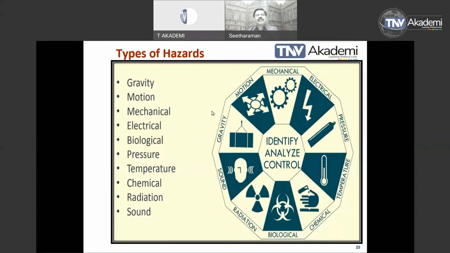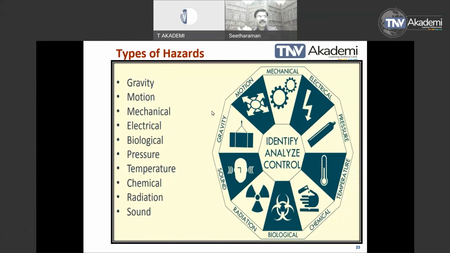Okay. Now we will come to the hazards. When you want to do hazard identification and risk assessment, you need to know what types of hazards are available. So there are hazards which we have listed. Almost 99% of the hazards fall into these categories.